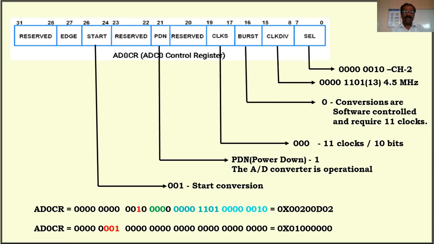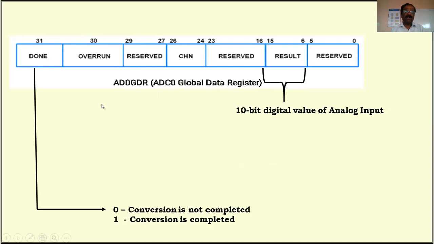The next thing is we have to go for a data register. That's the global data register. Once the conversion is completed, the converted digital value is available in this area, starting from bit number 6 to bit number 15. The 10-bit converted value is available in this. Here 0 means conversion is not completed. 1 means conversion is completed. We are going to use bit number 31 for end of conversion.